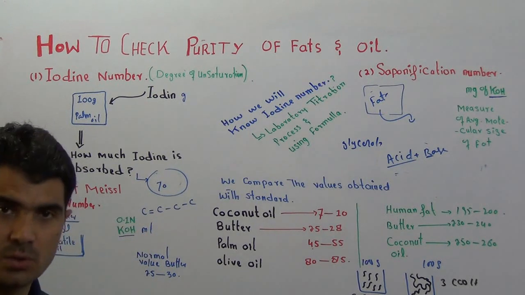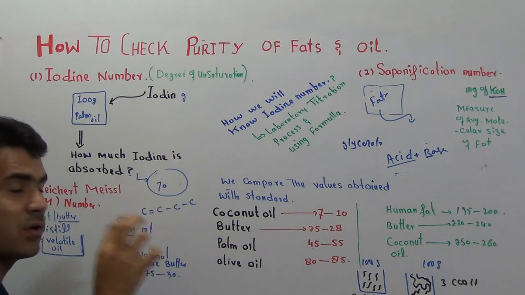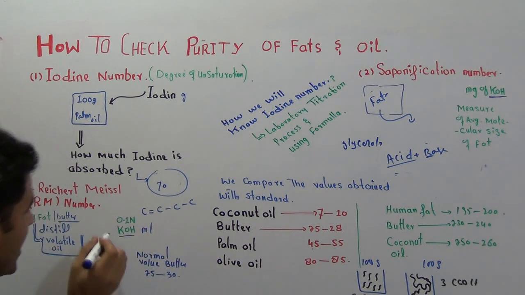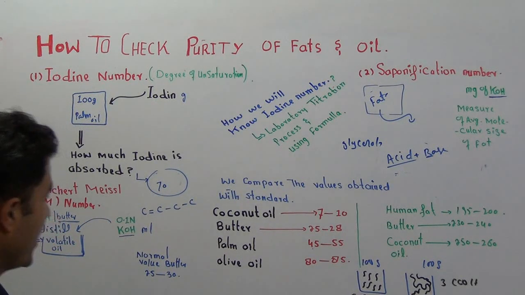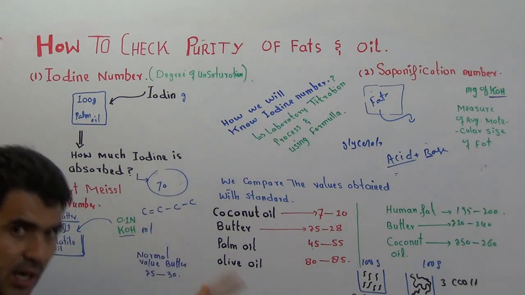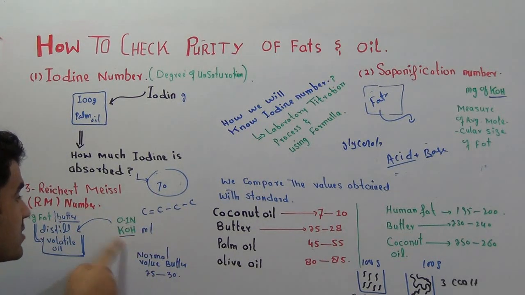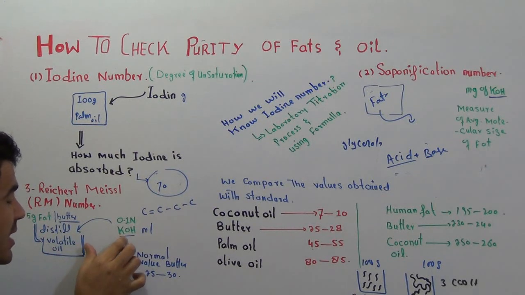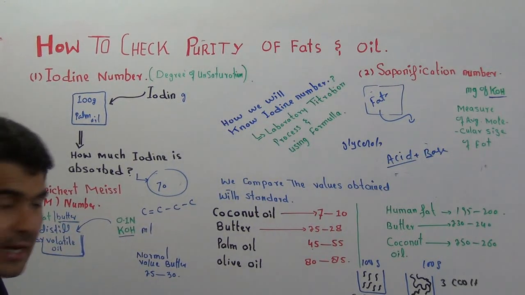N means normal solution. So you will take 0.1 normal potassium hydroxide solution and add that into the volatile oil. Then you will check how many ml, not grams, of potassium hydroxide was consumed, because once again some sort of reaction will happen, and you will get the values.